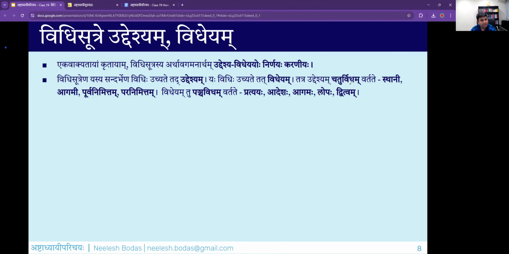Tatra uddesham chaturvidham vartate. Uddesha is something that you already know and it is of 4 types. Sthani, agami, purvanimittam and paranimittam. So sthani is the entity on which the adesha is going to happen and remove the sthani and sit over there. Agami is the entity on which the agama is going to happen either to the left or to the right without removing that agami. Purva nimittam is an entity which sits to the left, which sits before that sthani or agami.